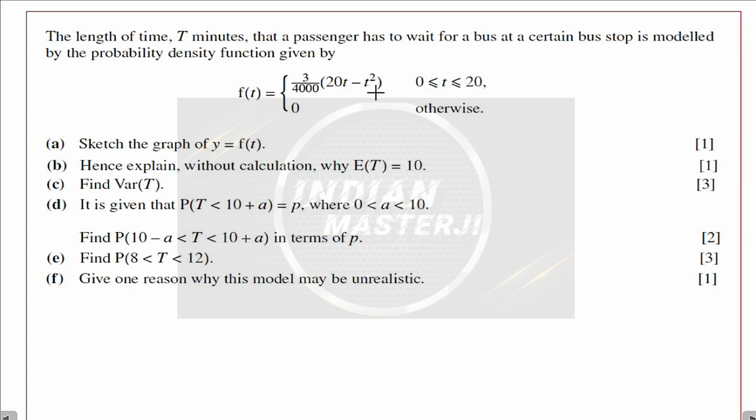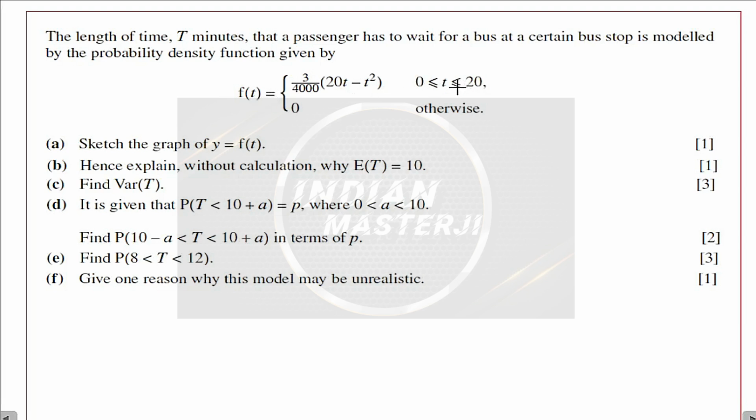multiplied by 20t minus t square when t is varying from 0 to 20, and f of t is equal to 0 otherwise. In part A, they are asking us to sketch the graph of y is equal to f of t. If you see, f of t for the interval 0 to 20 is a quadratic function, correct? So that means for the interval 0 to 20, it will represent a parabola. The graph of f of t will represent a parabola.